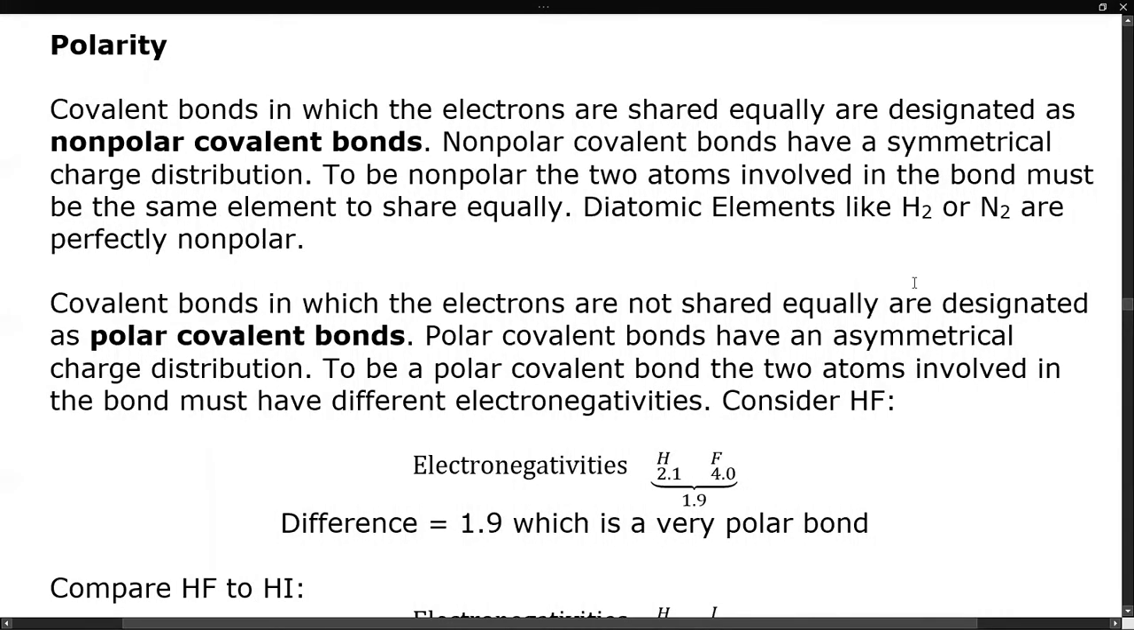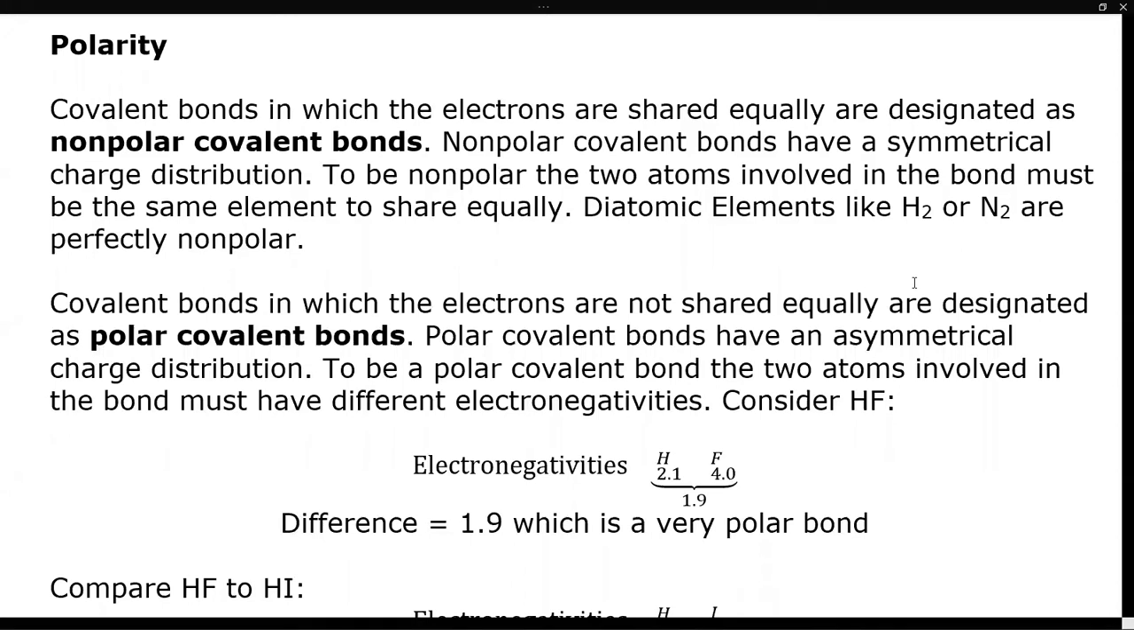Okay, let's talk a little bit about polarity. You can have covalent bonds where the electrons are shared, and if they're equally shared, they're nonpolar covalent bonds. So they're equal or almost equal electronegativities. Diatomic elements like H2 or N2 are perfectly nonpolar, but if it's close but non-zero, we'll still call those nonpolar covalent bonds.